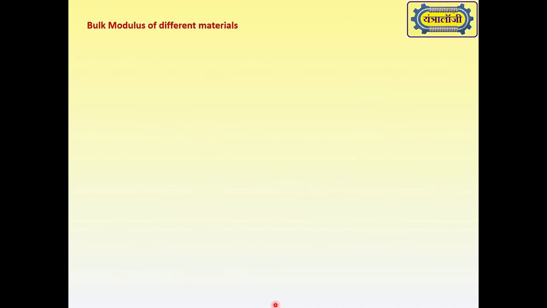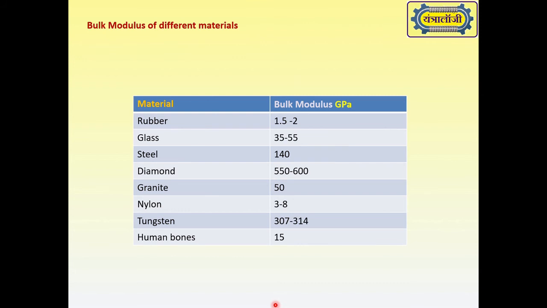Bulk modulus value for different materials in gigapascal. For rubber, bulk modulus value is very less, that is 1.5 to 2 gigapascal. For glass it is 35 to 55 gigapascal. For steel it is 140 gigapascal. For diamond we see the value of bulk modulus is very high, that is 550 to 600 gigapascal. For granite it is up to 50 gigapascal. For nylon it is 3 to 8 gigapascal. For tungsten it is 307 to 314 gigapascal. For human bones it is 15 gigapascal.